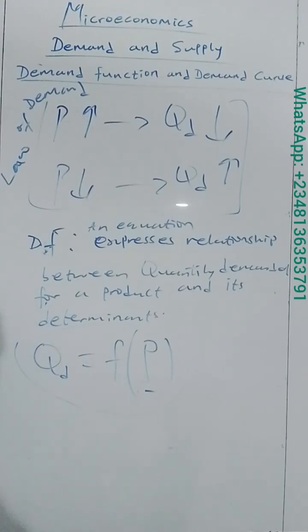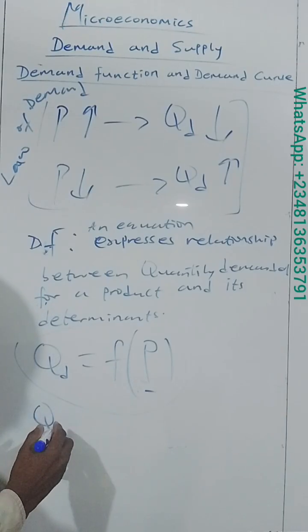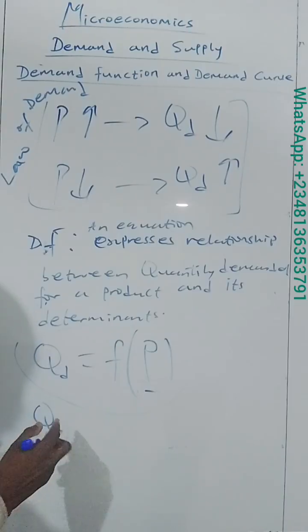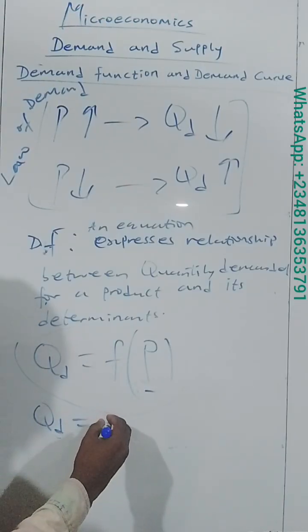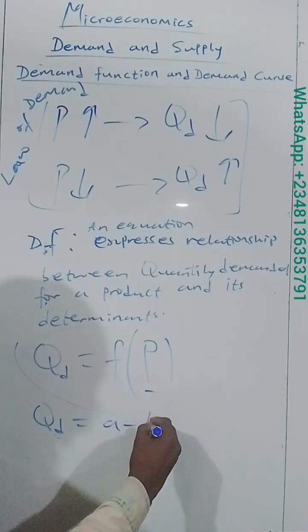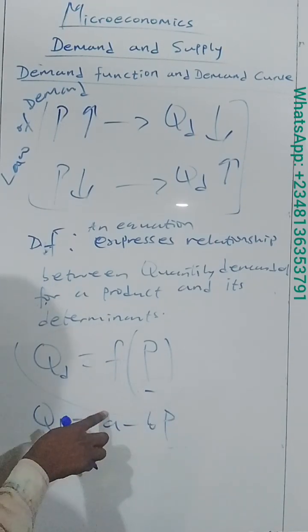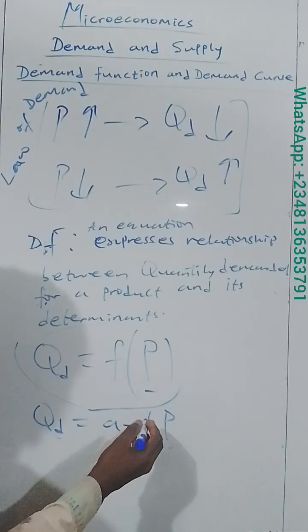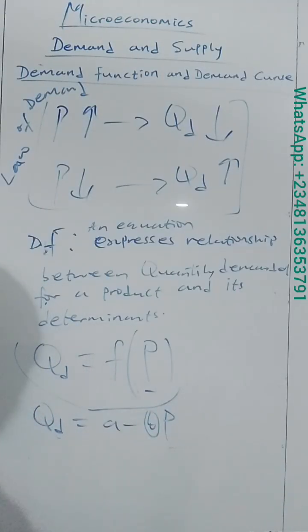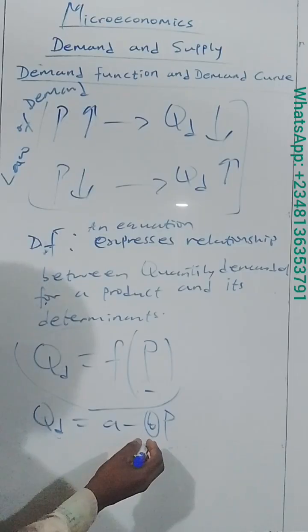In other words, an explicit demand function will show the direction of the relationship. In other words, an explicit function can be written as QD equal to A minus BP. So in other words, look at this P, it is very important.